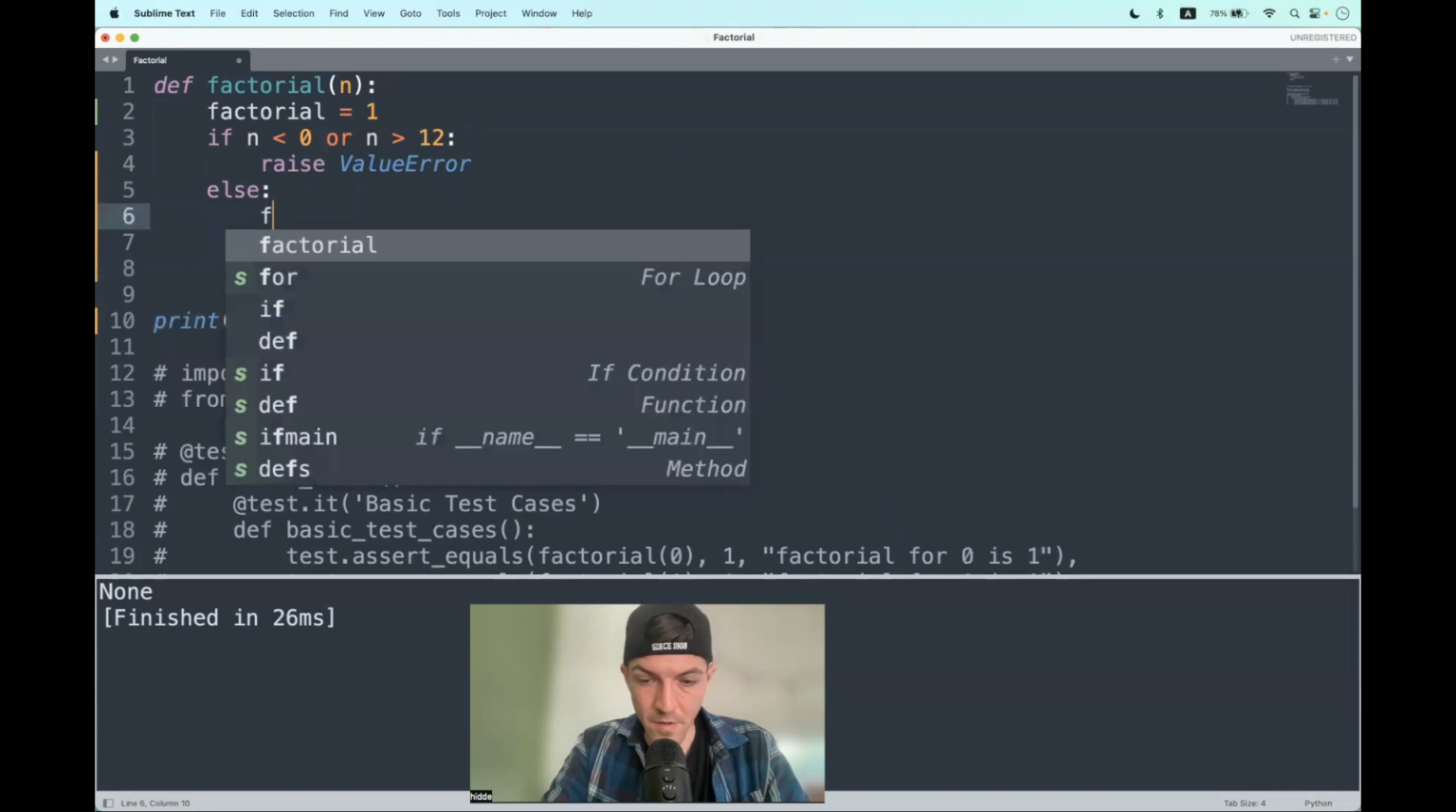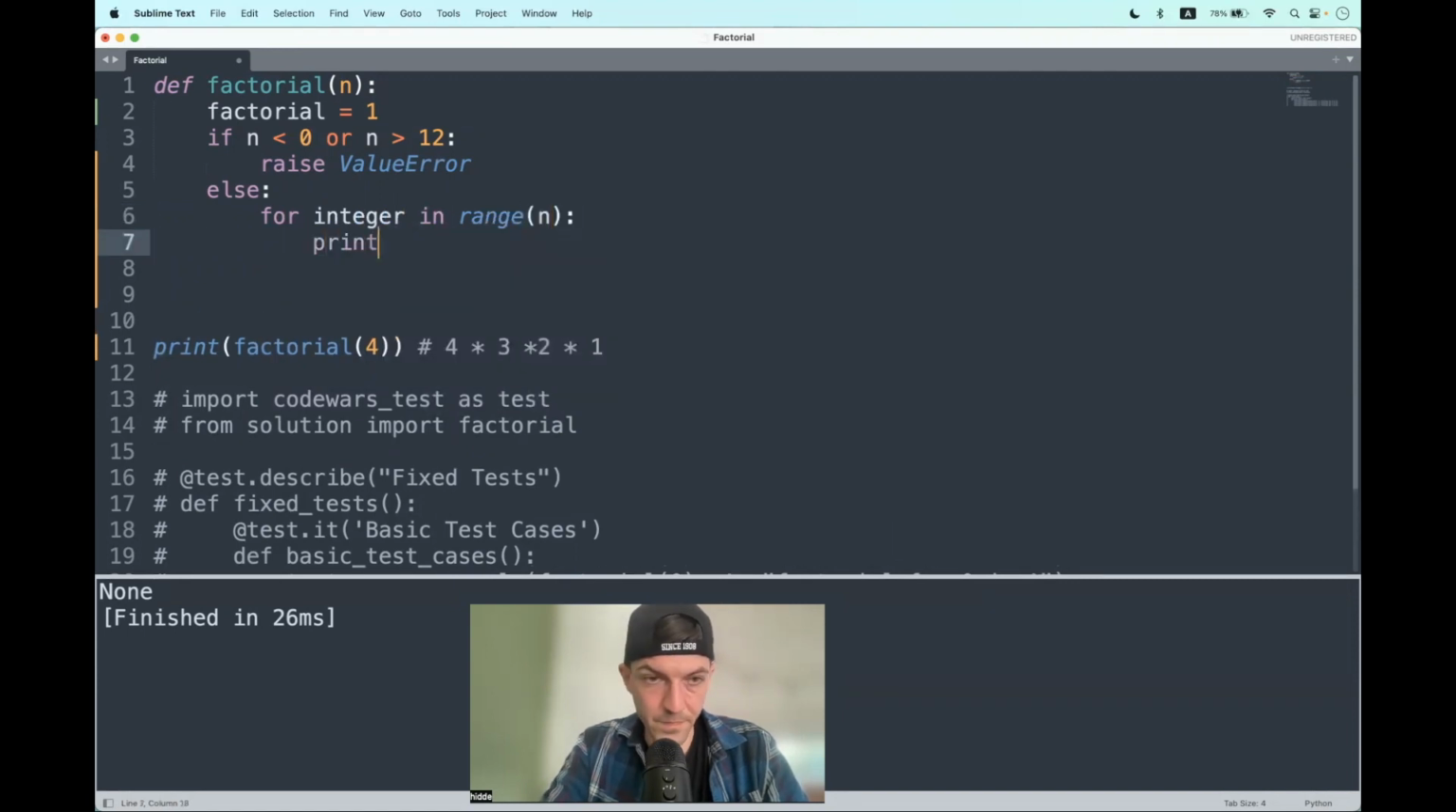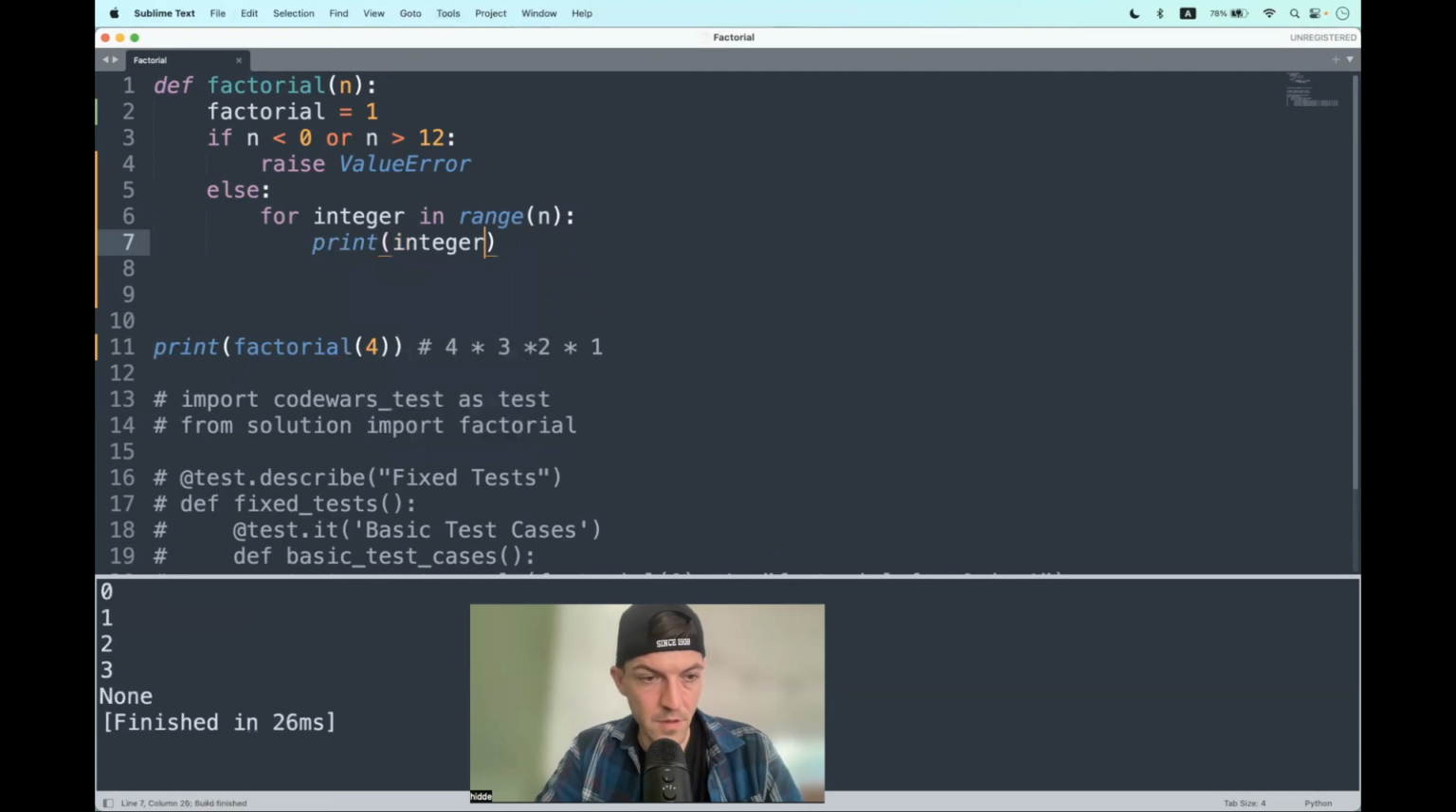For integer in the range of the argument, and then print the integer. Let's have a look. Then we have a list from 0 to 3, and what we need is another starting point, not a starting point of 0 but of 1, and it should run till 4, not till 3. So we should add 1 here as well.